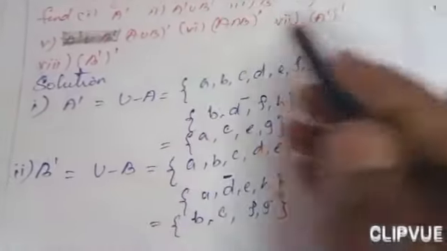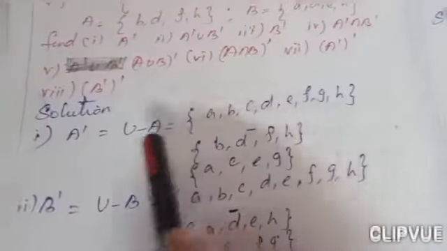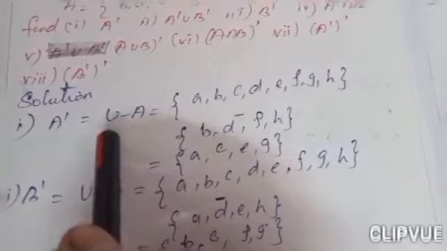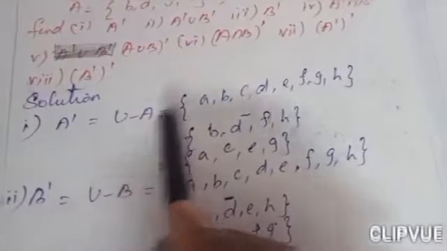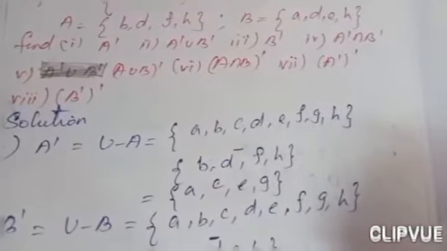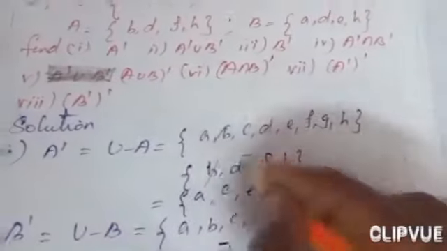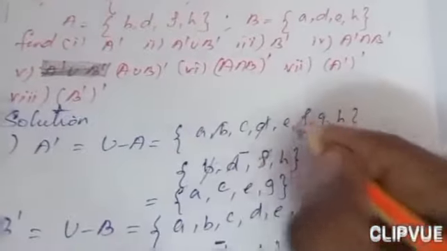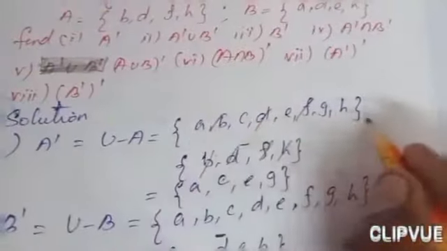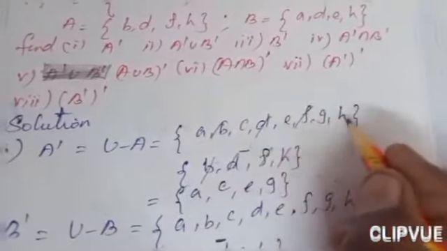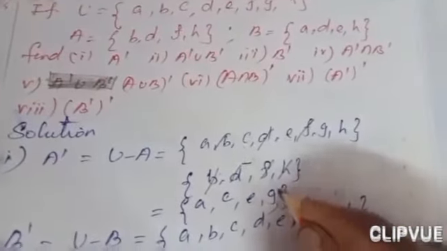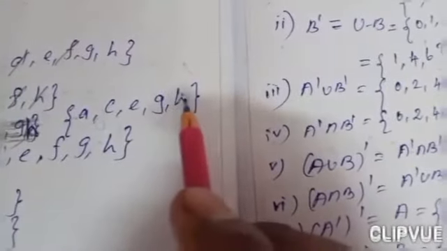Now we are going to do the first one, A dash. A dash means we are subtracting the elements of A from the universal set, U minus A. First write the elements of the universal set, after that write the elements of set A. Cancel the common elements in both sets. After that write the remaining elements in set U. What are the remaining elements? A, C, E, G and H. A, C, E, G, H are the remaining elements in the universal set.